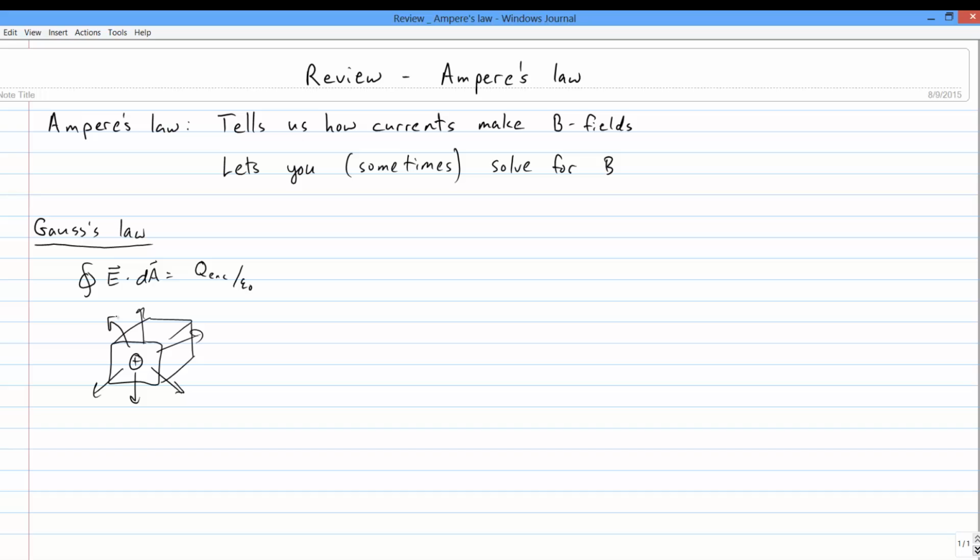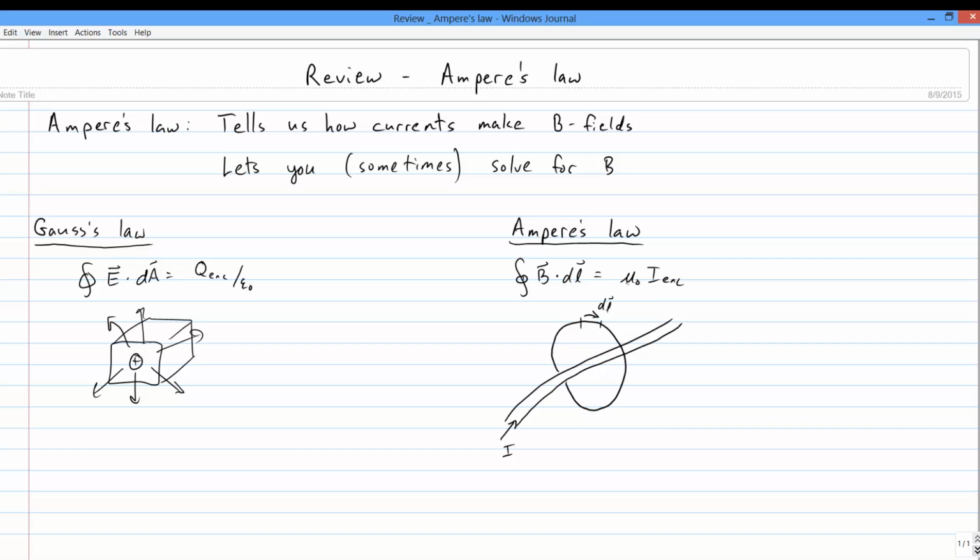Gauss's law says that if you integrate the electric field over some closed area, you get a result that's proportional to the amount of charge enclosed. Ampere's law says that if you integrate the magnetic field along some closed loop, you get a result that's proportional to the amount of current that flows through the loop. The geometry is a bit different. We do a line integral of B instead of a surface integral, but it's the same basic idea.